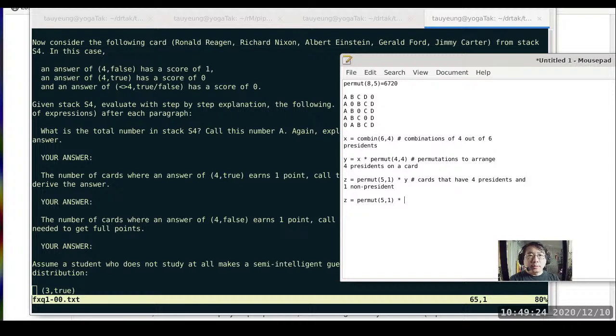So Z, if you expand the entire thing, is permut 5, 1, the 1 being the number of non-presidents, times y, but y is just combin 6, 4 times permut 4, 4. Or if you want to look at it in a more convenient way, this is just your permut 6, 4. If you combine the combin and the permut, those two can be combined into just this number here.